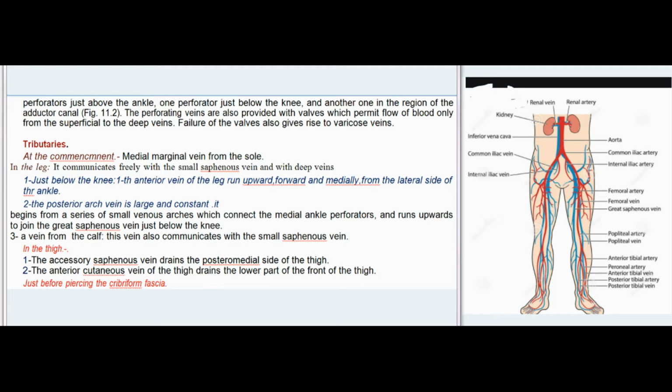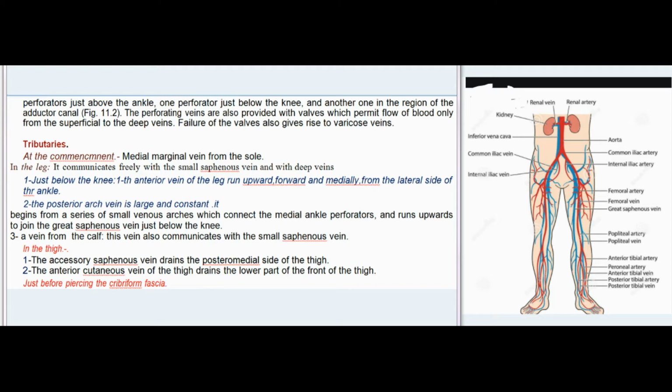Tributaries. At the commencement, medial marginal vein from the sole. In the leg, it communicates freely with the small saphenous vein and with deep veins, one just below the knee. 1. The anterior vein of the leg runs upward, forward and medially from the lateral side of the ankle. 2. The posterior arch vein is large and constant. It begins from a series of small venous arches which connect the medial ankle perforators, and runs upwards to join the great saphenous vein just below the knee.